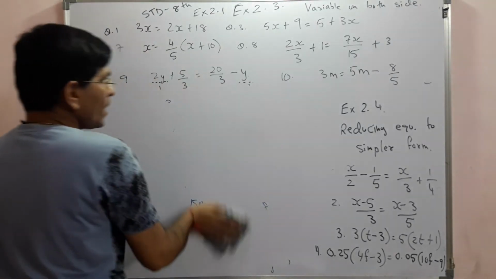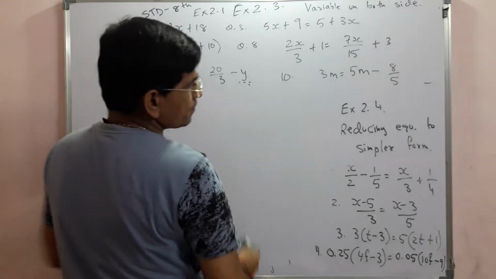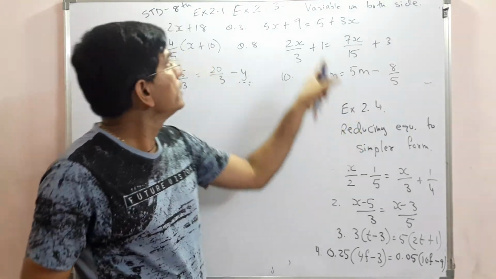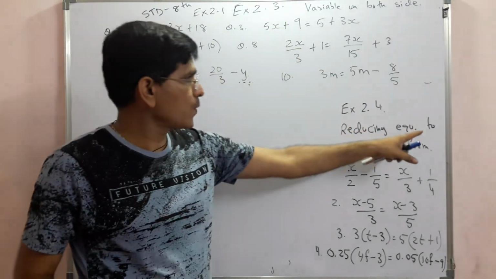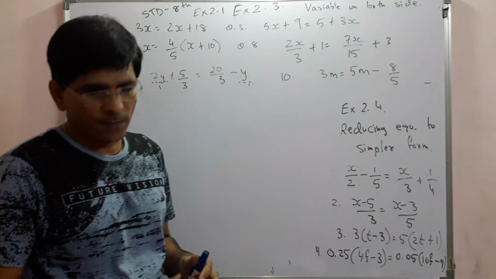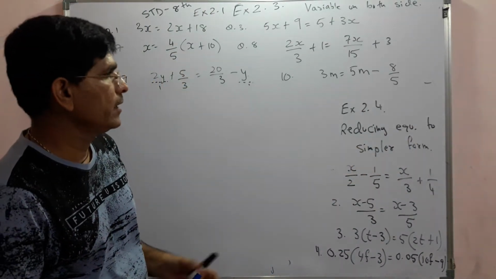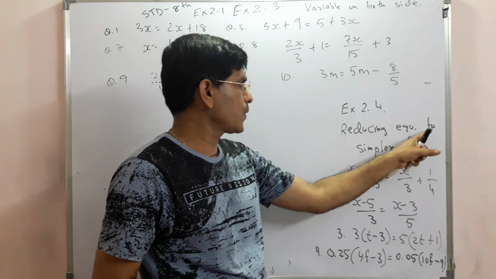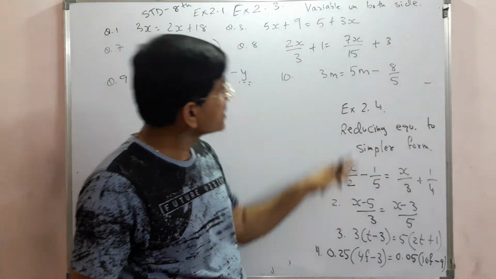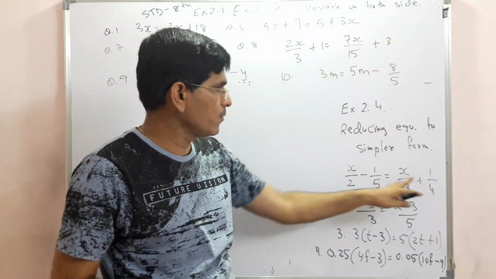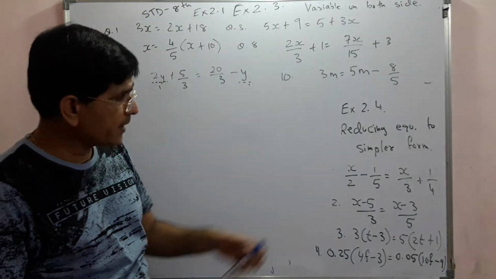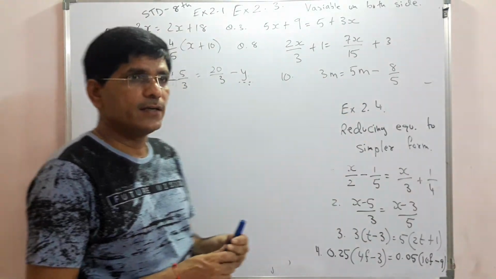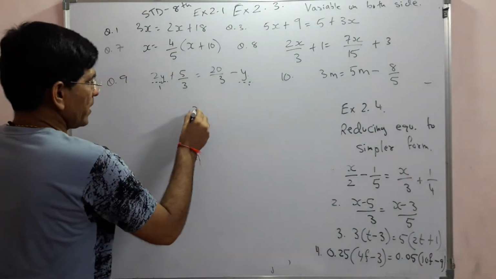Now again some exercise 2.3 and 2.4, reducing the equation to simpler form. So in simpler form, the topic is reducing the equation to simpler form. Here again there are variables on both sides, but the denominators are different. So one sum we are doing here.